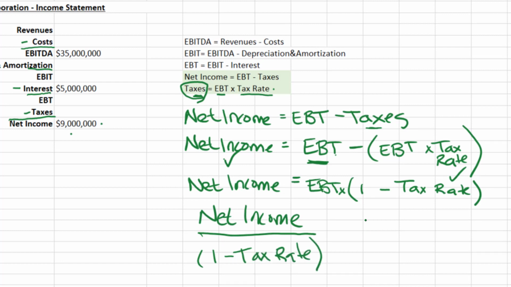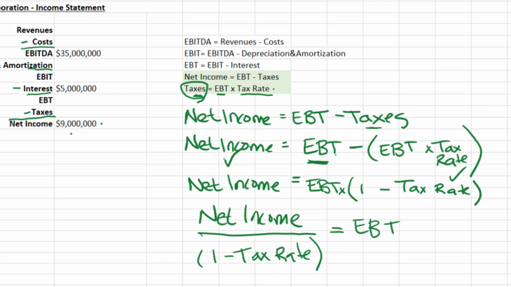So practice moving this around and make sure you're pretty comfy with it. If you have questions, you can always send me an email and hopefully I can help you out. So that's how we can get to the actual earnings before tax. Our earnings before tax is going to be net income divided by 1 minus the tax rate.